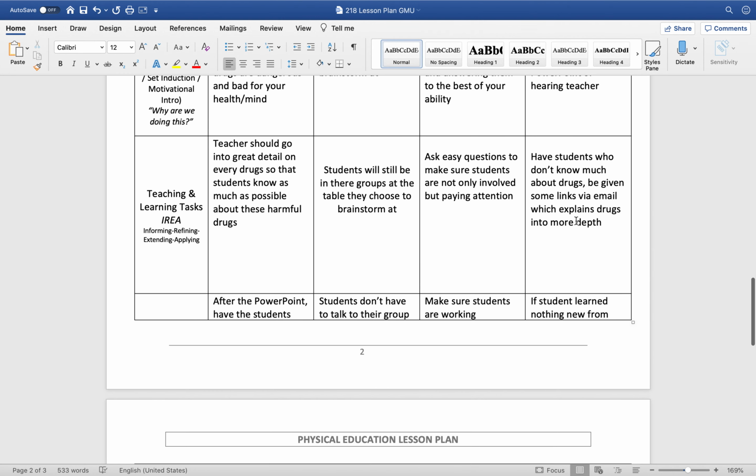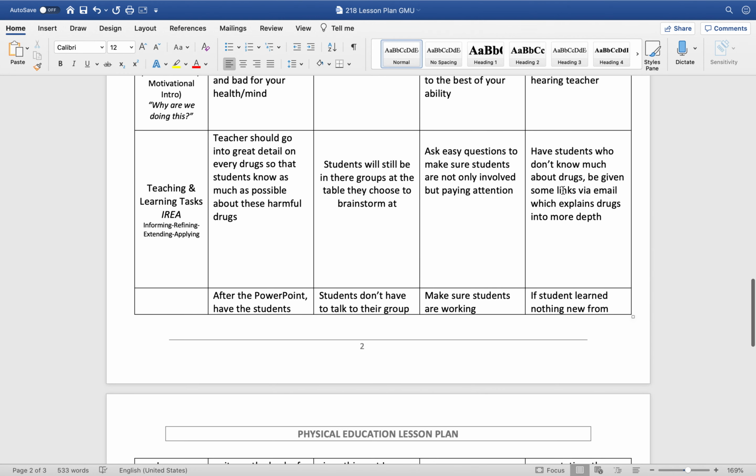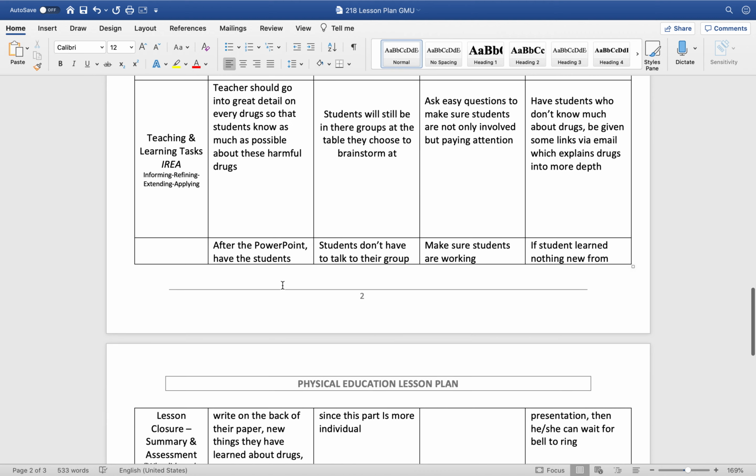And a modification would be to have students who don't know much about drugs be given some links via email, which explain the drugs in depth. This is more of an after class thing, but this would help.